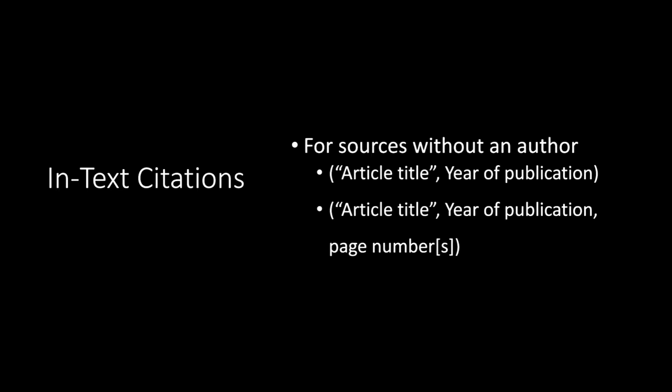If you have a source without an author, you'll use the article title in place of the author's last name, and you'll do it the same way. If you're summarizing or paraphrasing, use the year of publication; if you're directly quoting, use the year of publication and the page number or numbers.